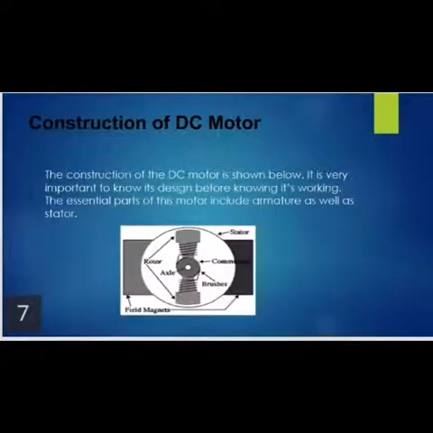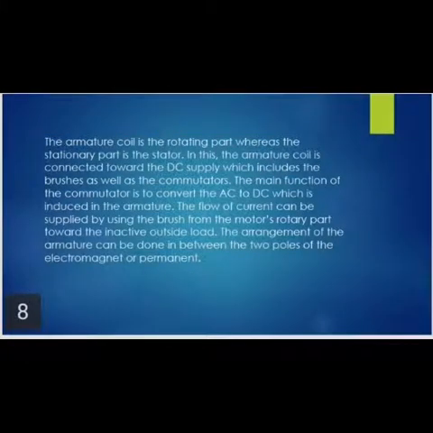Construction of DC motor. The construction of a DC motor is shown below. It is very important to know its design before knowing its working. The essential parts of a motor include the armature as well as the stator. The armature coil is the rotating part, whereas the stationary part is the stator. The DC supply includes the brushes as well as the commutator. The main function of the commutator is to convert the AC induced in the armature to DC.